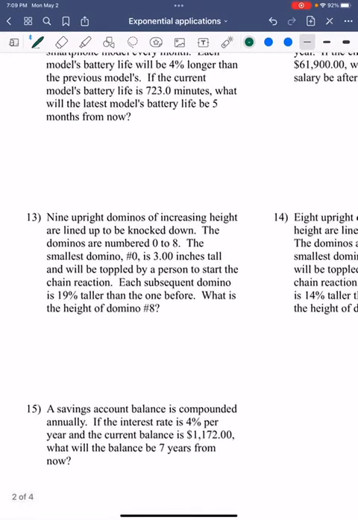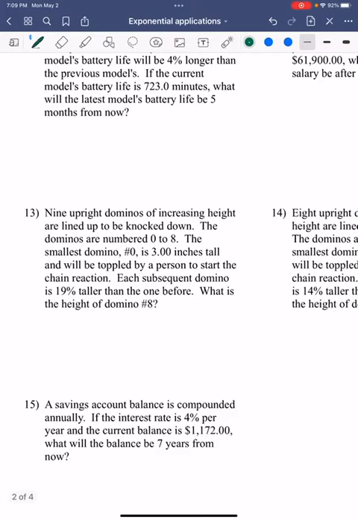Nine upright dominoes of increasing height are lined up to be knocked down. The dominoes are numbered 0 to 8. The smallest domino, number 0, is 3 inches tall. That's going to be my A. Each subsequent domino is 19% taller than the one before. That's my R. What is the height of domino number 8?